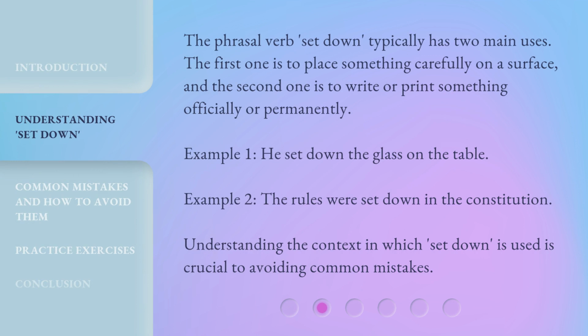The phrasal verb, set down, typically has two main uses. The first one is to place something carefully on a surface, and the second one is to write or print something officially or permanently. Example 1. He set down the glass on the table. Example 2. The rules were set down in the Constitution. Understanding the context in which set down is used is crucial to avoiding common mistakes.